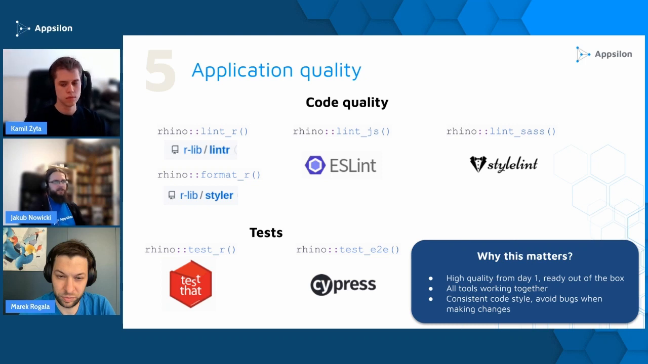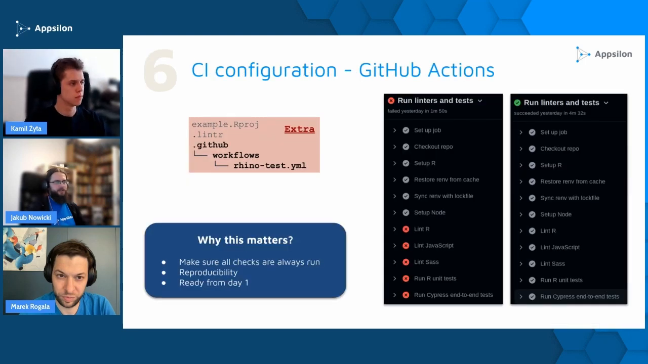And even if you forget to run those tools, they will be run automatically because Rhino comes with pre-configured GitHub Actions CI. So as you can see here, all those checks run automatically, and you are sure that they will run and they will inform you that something goes wrong.